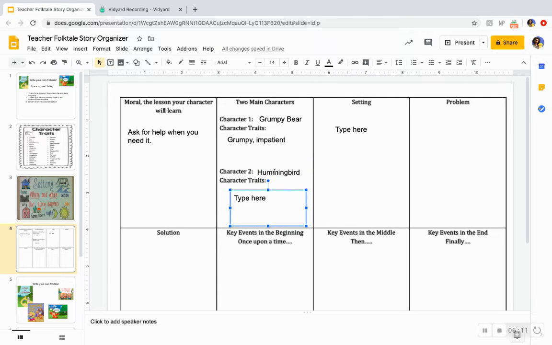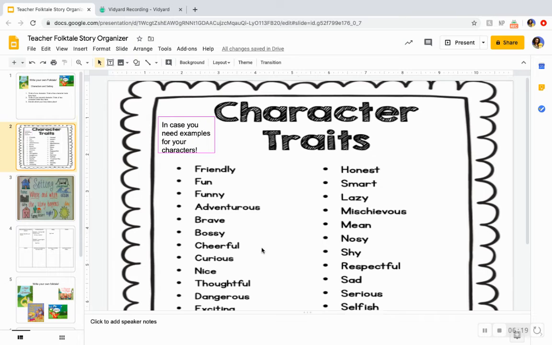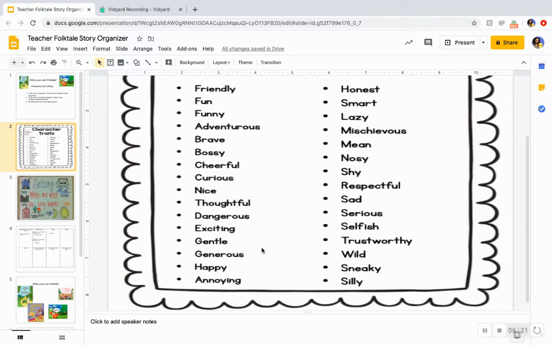Okay, so now I've done the first part. I thought of my character. And now I'm going to think of some character traits. I'm going to go back to my character traits examples and see if any of these words help me. I might choose a character trait that's not even on this list. That's okay. This is just here to help you come up with some, because I know sometimes it's a little tricky trying to come up with all these ideas all by yourself. So I wanted to give you as many resources as I could to help you.